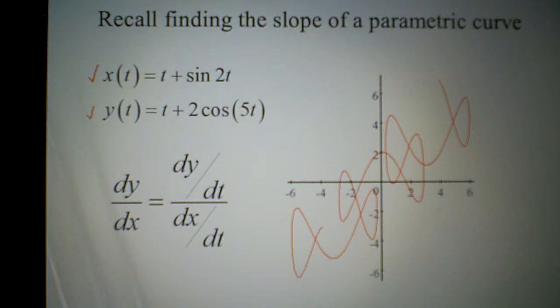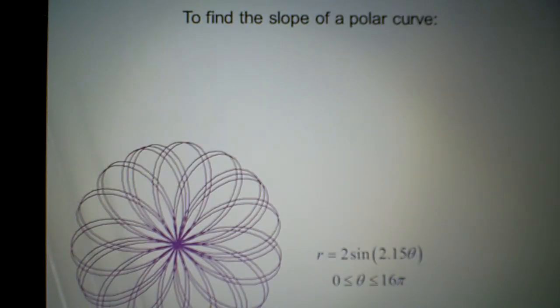I made a ratio saying, well, what is the rate of change of y? Well, it's the rate of change of y with respect to t. The rate of change of x is the rate of change of x with respect to t. And then we had our dt's cancel out. Well, maybe you won't be surprised that to find the slope of a polar curve is very similar.